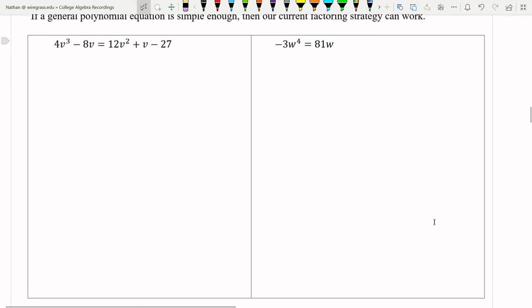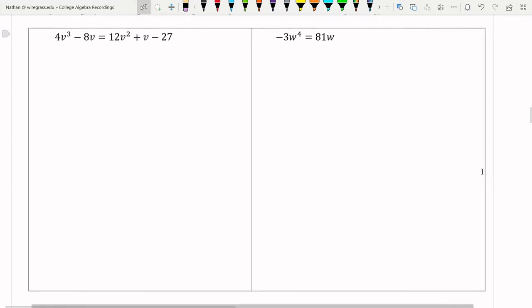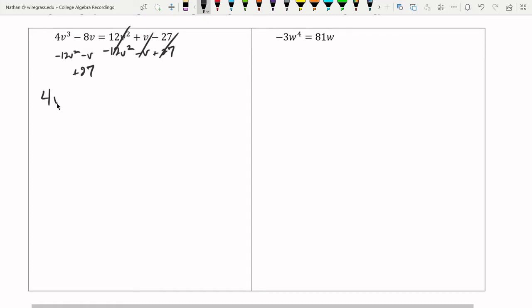Okay, now if we have polynomials and they're simple enough, our factoring strategy that we use for the quadratic will also work. But this only happens if they actually can be factored. So I'm going to do this by getting everything over to one side and try and factor it. So I'm going to subtract 12v squared, subtract v, and add 27. Okay, that gives me 0 on the one side. We get 4v cubed minus 12v squared minus 9v plus 27 equals 0.